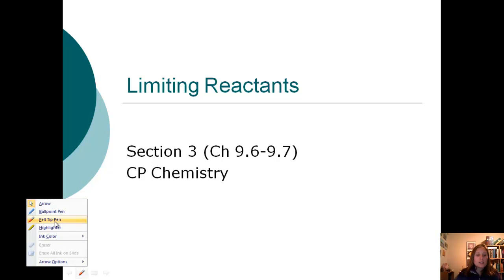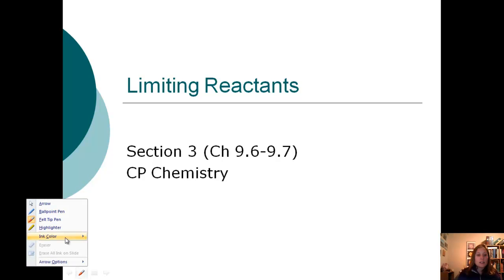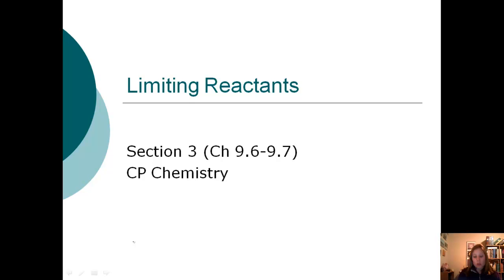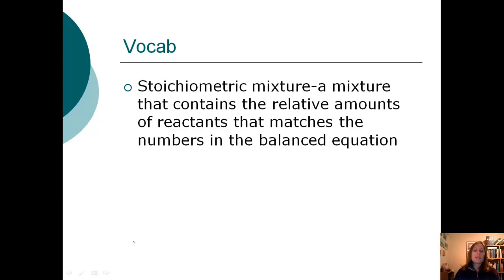Alright, hello. So we are going to start with the third section of Chapter 9, looking at limiting reactants. We're going to take all the information that we have learned from Section 1 and 2 with mole ratios and then incorporating mass, and now we're going to apply it to looking at all the reactants in an equation and determining which one might be limiting or controlling the reaction.